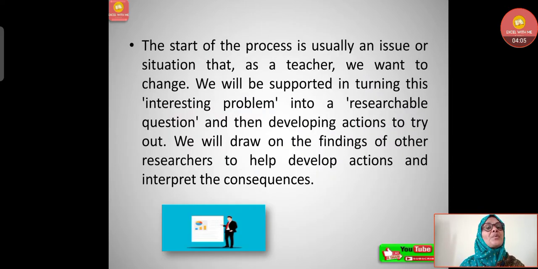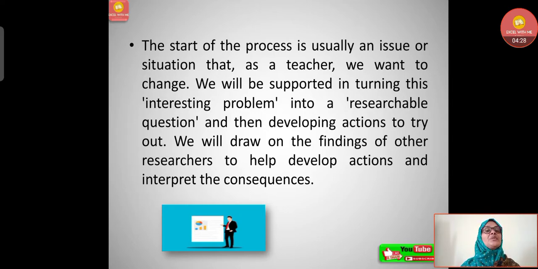The start of the process is usually an issue or situation that as a teacher we want to change. We will be supported in turning this interesting problem into a researchable question and then developing actions to try out. We will draw on the findings of other researchers to help develop actions and interpret the consequences.